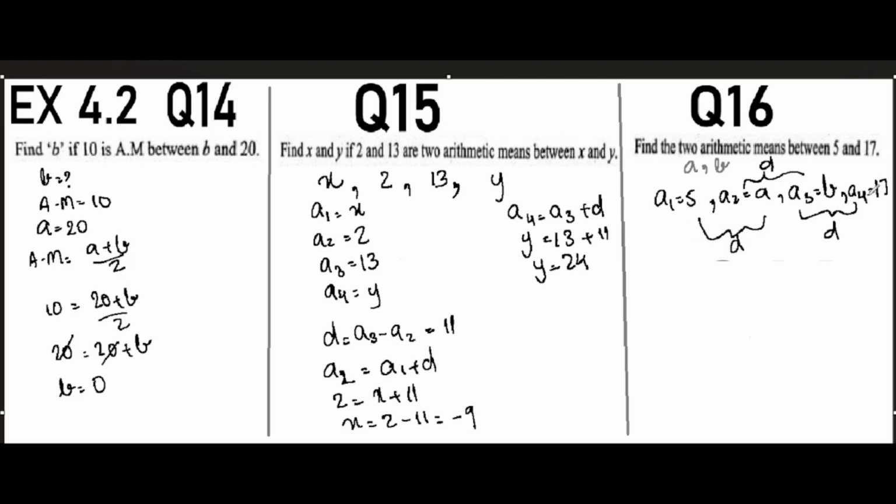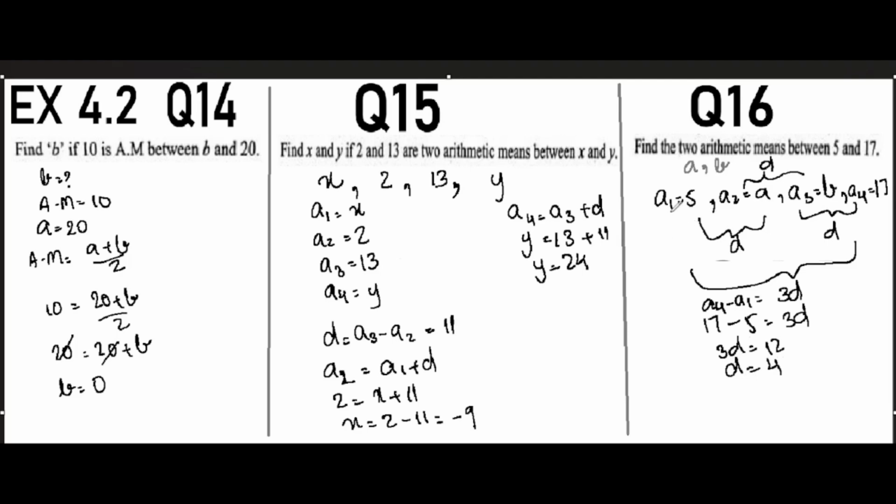So we are going to find the difference between a4 and a1. It is going to be d plus d plus d, 3d. So a4 minus a1 is equal to 3d. a4, which is 17, minus a1, which is 5, is equal to 3d. So 3d equals 17 minus 5, which is 12. d is equal to 12 by 3, which is 4.